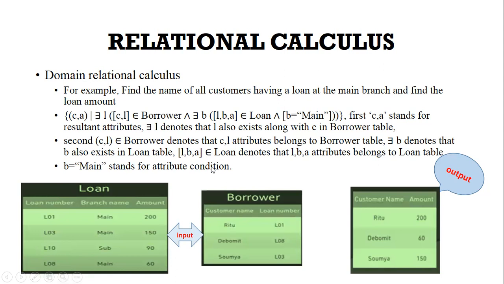So we are extracting the persons who belong to the main branch. Who are all the persons from the main branch? Here Ritu, Domit and Soumya belong to the main branch. Their loan numbers are L01, L08 and L03. L01, L08 and L03 belong to the main branch, and L10 belongs to the sub branch, which will not be displayed. So only the main branch customer names will be displayed.